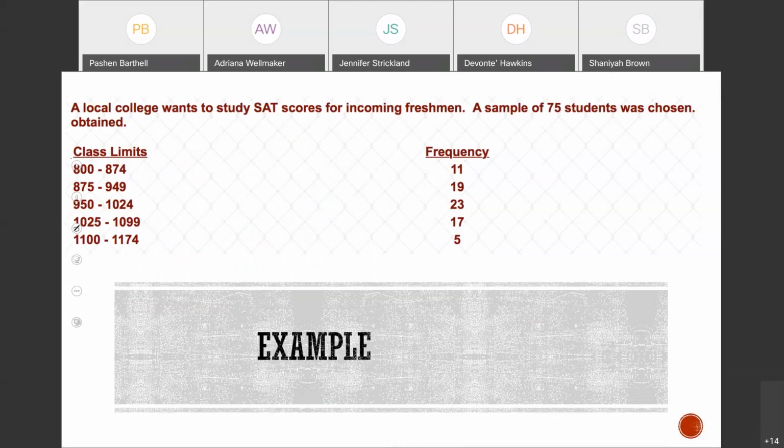So here's the example that we're going to use for all 3 of the graphs. So you can see that they're giving us the limits and the frequency. So you may want to, in your notes, we're only going to work on this example, you may want to take a minute and write down the limits and the frequency, and then we'll work on it. You don't have to necessarily write the sentence at the top where it says we're studying SAT scores, but I would probably jot down the actual problem. So you have the limits and the frequency.